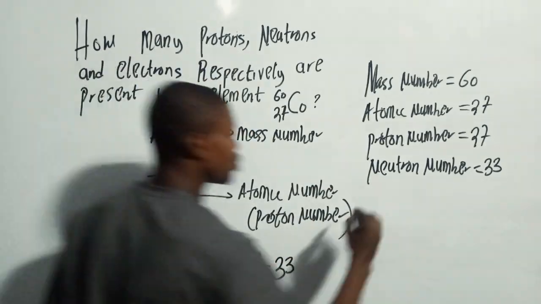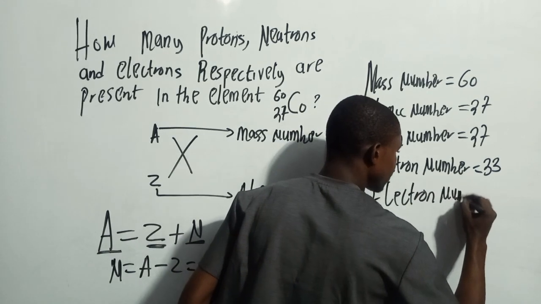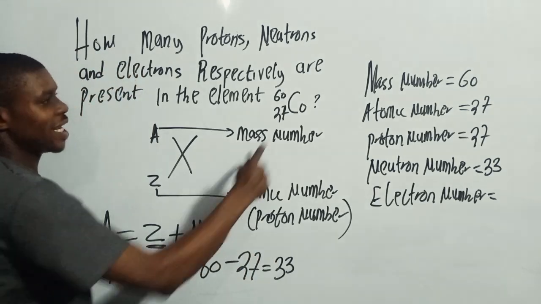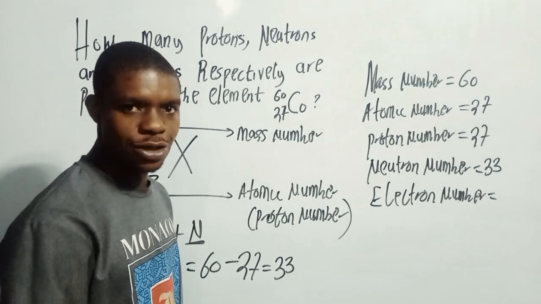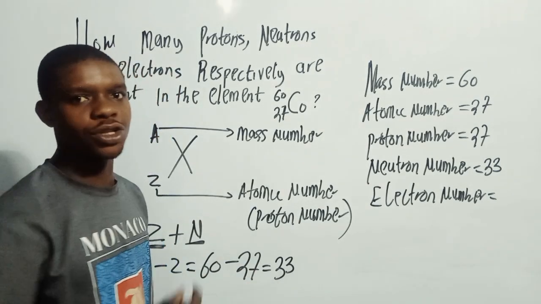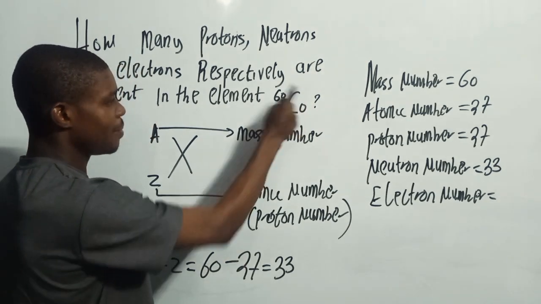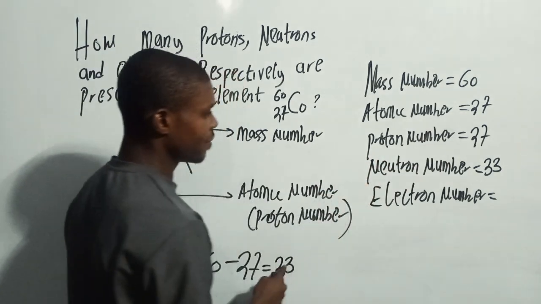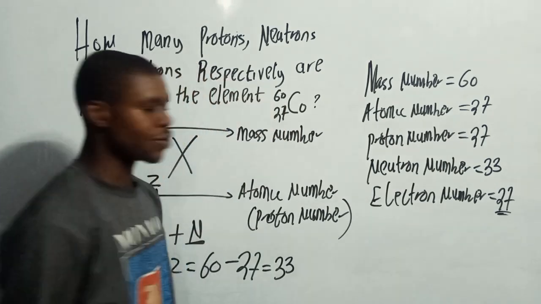Then what will be my electron number? Now, if you want to get your electron number, you first check if this element is neutral. In a neutral atom, the proton number and the electron number are the same. Do you get that? In a neutral atom or element. So because the element is neutral here, my proton number is 27. So then my electron number is going to be 27. This is how to get it.